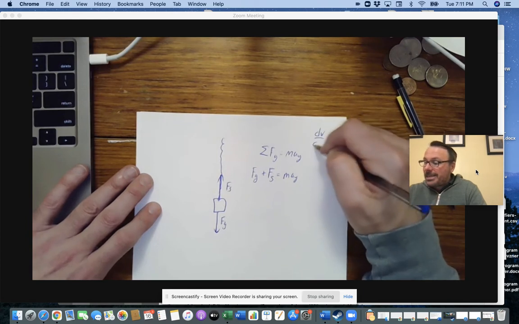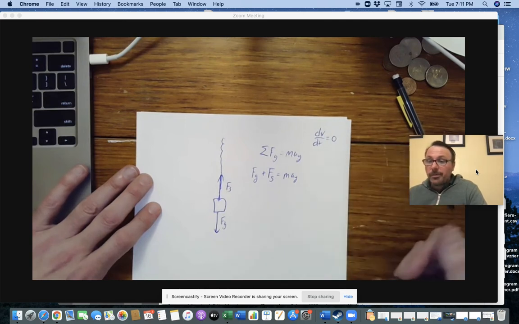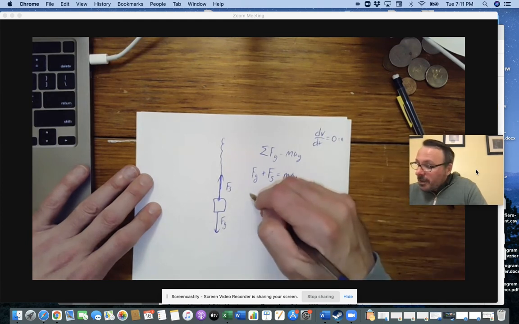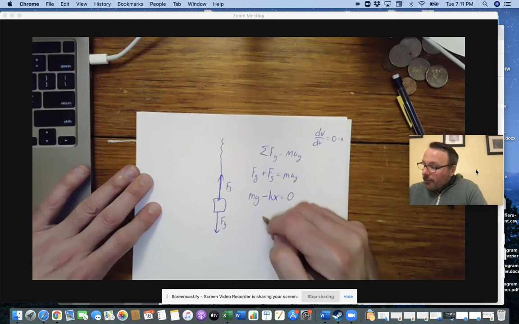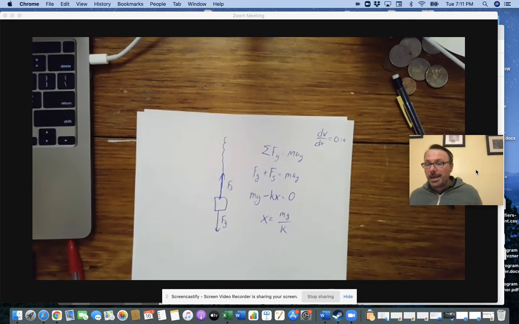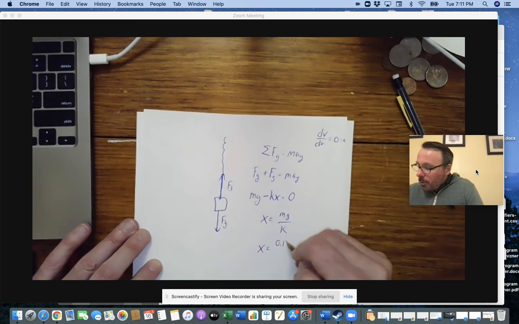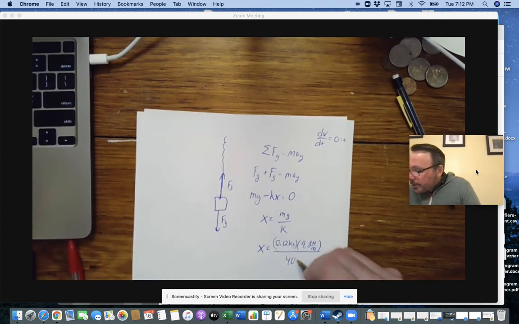So I know that dv/dt is equal to 0 there because the velocity is maximized when its first derivative is equal to 0. That's the same thing as saying the acceleration in that dimension is equal to 0. So that means mg minus kx is equal to 0. Therefore, the position when that maximum speed is happening is mg over k, which is nice because I can calculate that. I have all those values. So 0.12 kilograms times 9.8 newtons per kilogram all over, and the k value there is 40 newtons per meter.